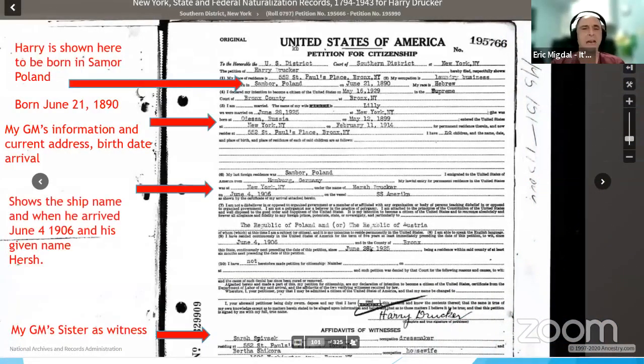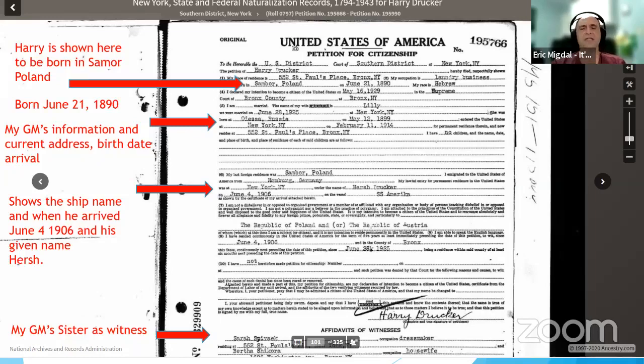For instance, I have a relative, Harry Drucker. It says he was born in Sambor, Poland, and that he was born the 21st of June, 1890. My grandmother's information and current address and birth date and arrival date are listed on this document as well. This is my mother's biological father. It shows the ship's name and when he arrived on June 4th, 1906, and his given name of Hirsch.